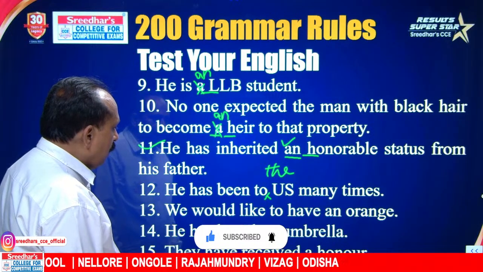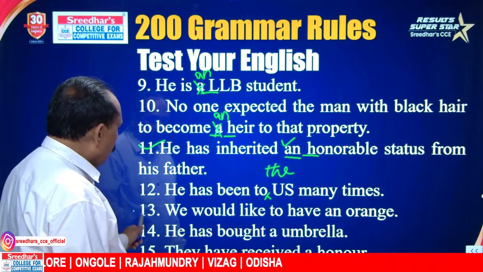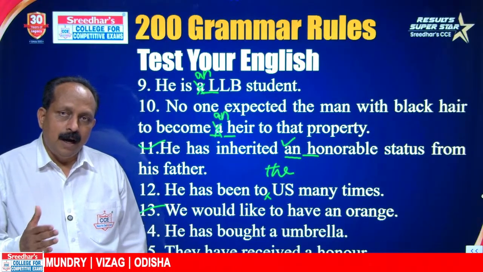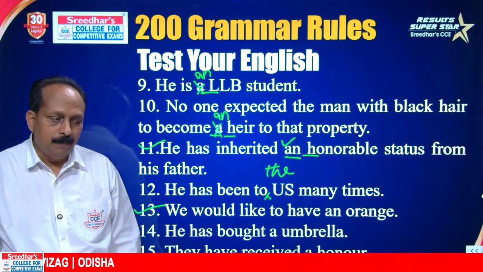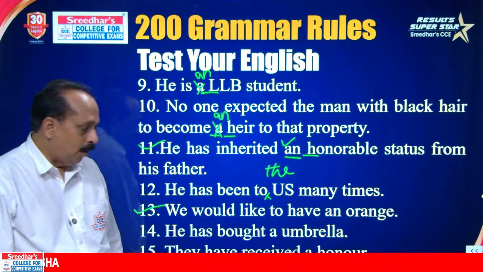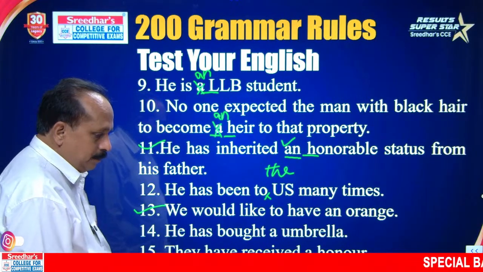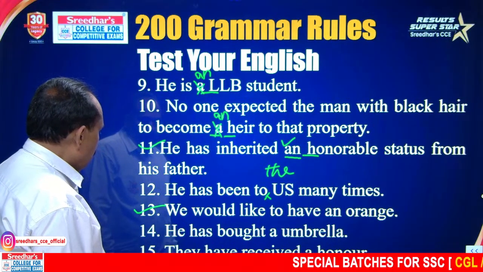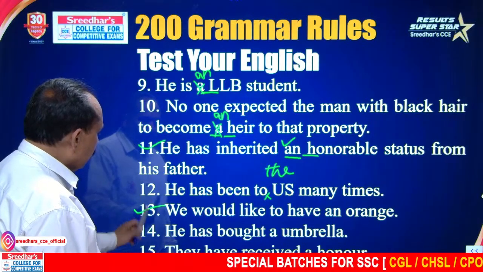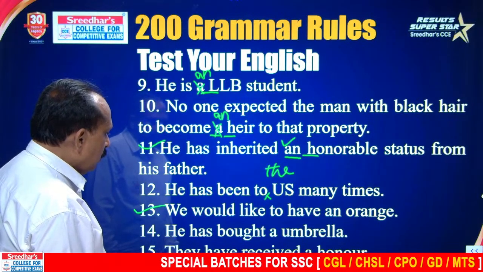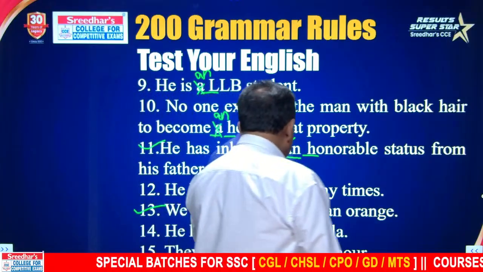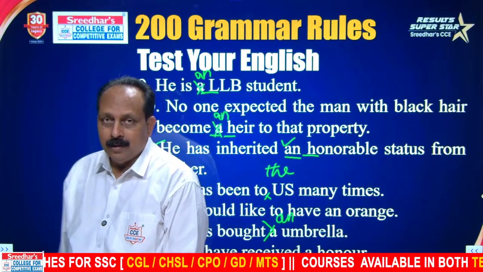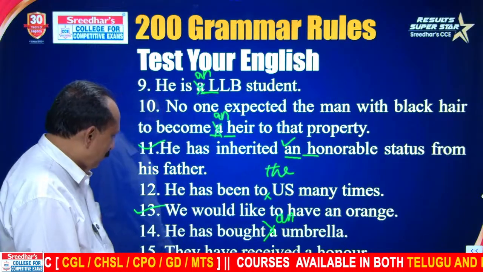We would like to have an orange. Nothing wrong with this. Typical school examples, A, E, I, O, U. And a typical example for O, orange. Nothing wrong. 13. We would like to have an orange. Nothing wrong. He has bought an umbrella. That is also a typical school example.